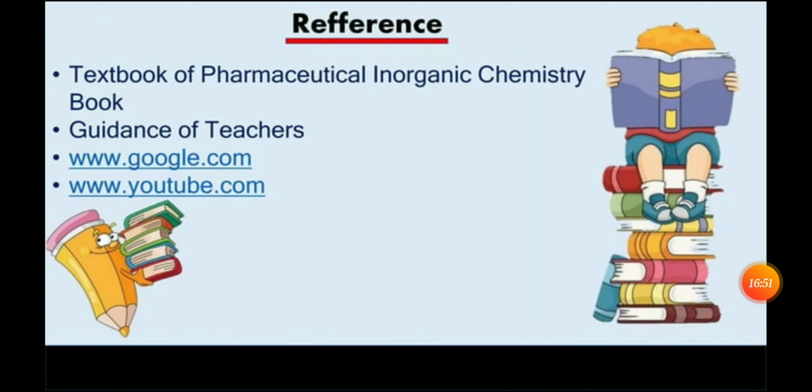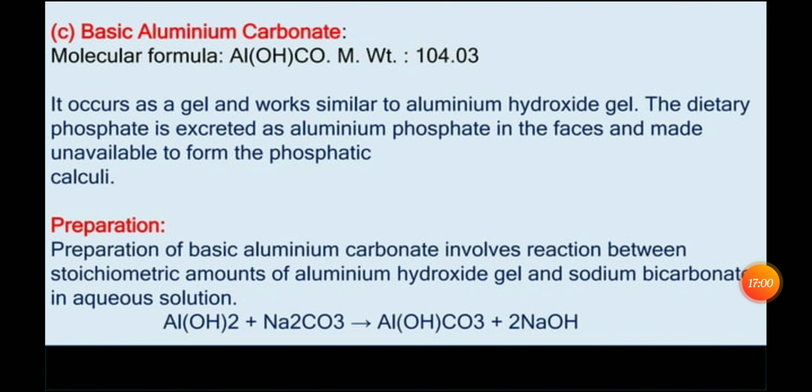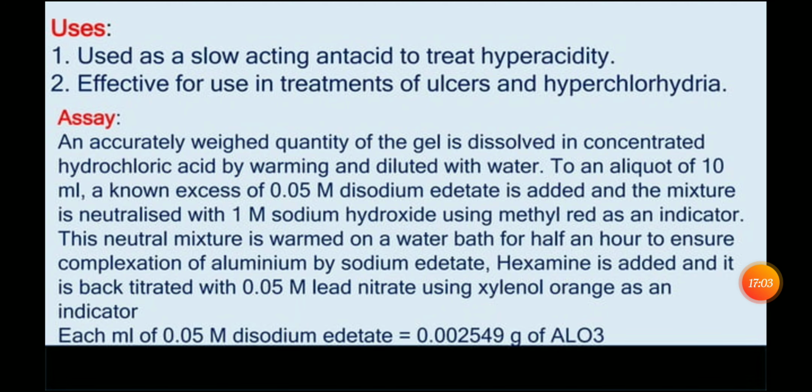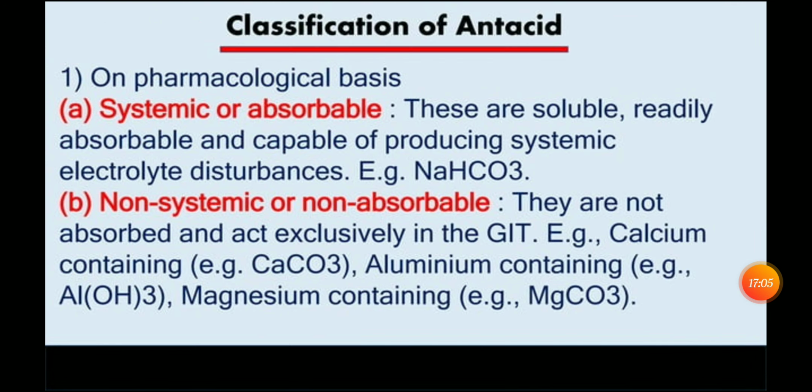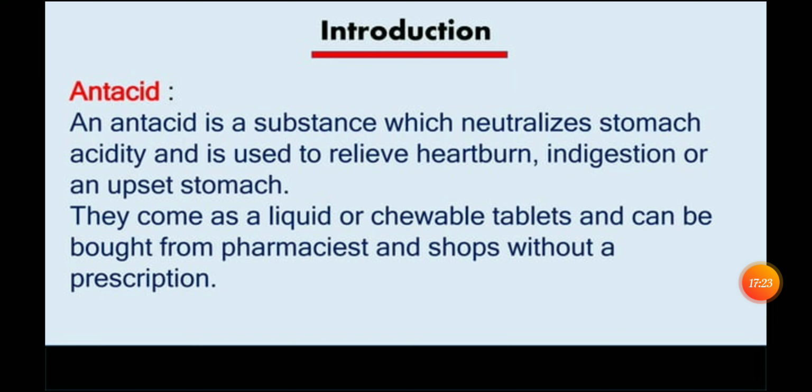So you can refer to this textbook, pharmaceutical chemistry, and the guidance of your teachers also. Okay, so this is a chapter for antacids. Already we have seen all the details about the definition of antacids, the introduction, characteristics, then classification and some commonly used antacids in the market, how to prepare them, then the assay, what is the assay in that, then the properties here.